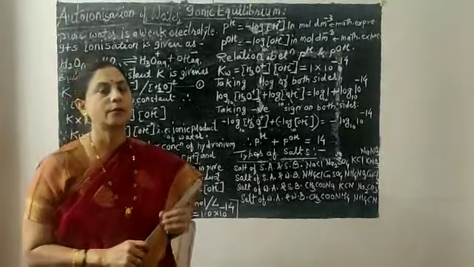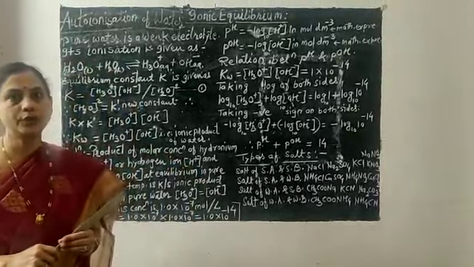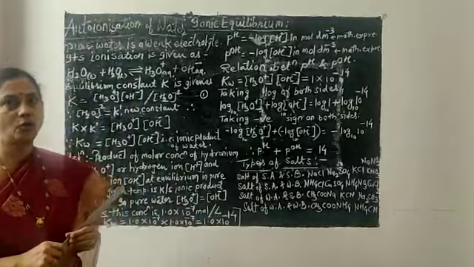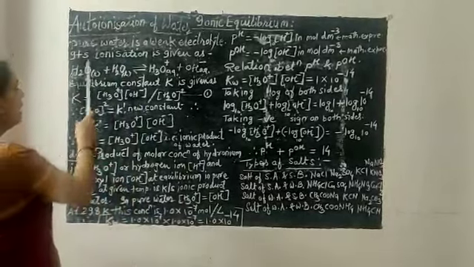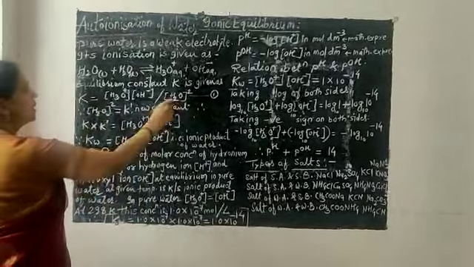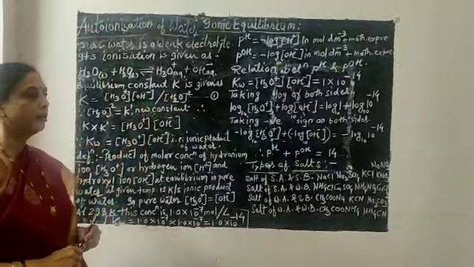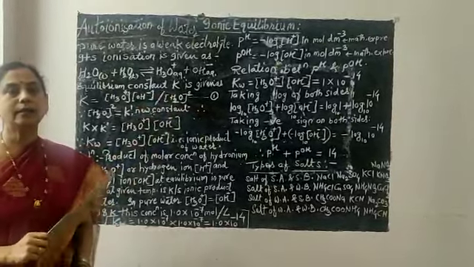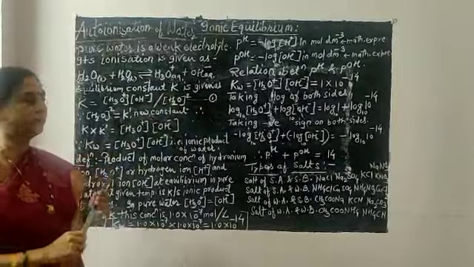Good morning students. Today we are going to study auto-ionization of water. See here, pure water is a weak electrolyte. Weak electrolyte means it dissociates partially.